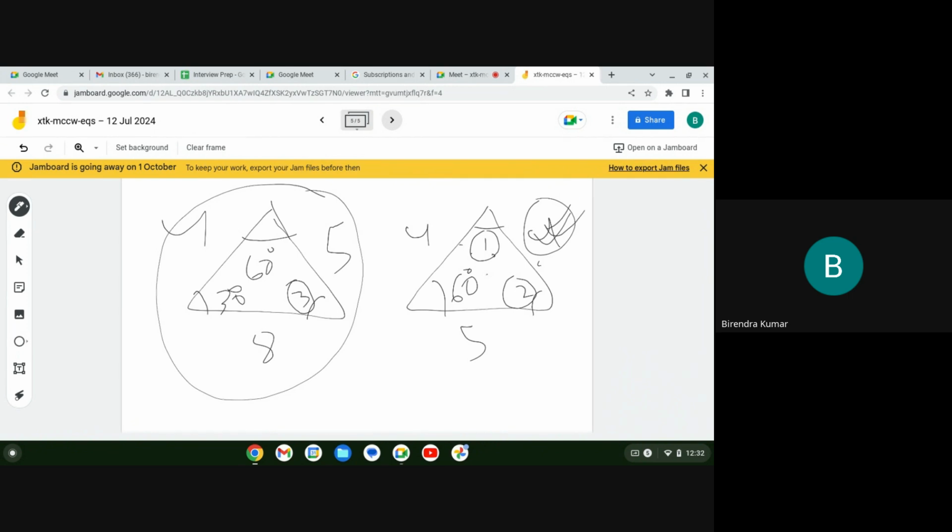Sorry beta. Okay, so in this triangle, you know that the sum of all the angles will be 180 degree, right? So you have two angles given already, 60 plus 30. What will be the remaining angle?